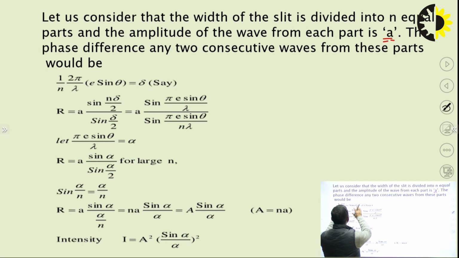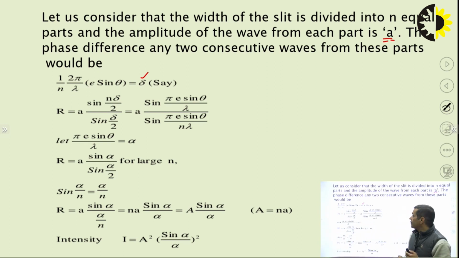That can be calculated by dividing this resultant phase difference by the number of parts into which we have divided the slit. If we divide that slit into n number of slits, then the phase difference will be 2 pi by lambda e sin theta divided by n. If we assume that value equal to delta, then delta will be the phase difference between the two successive point sources, and A will represent the amplitude coming from each slit.